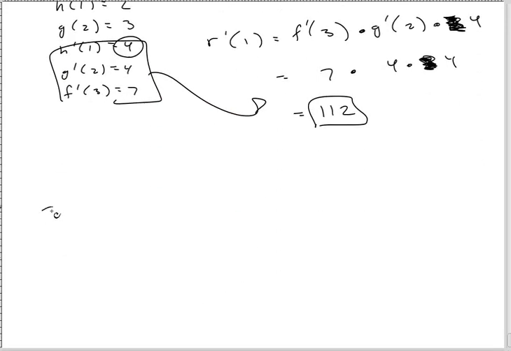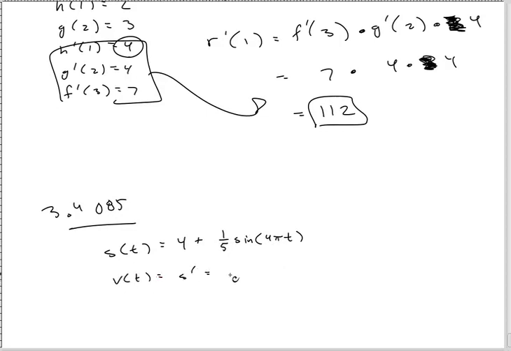All right. 34085. I've got s of t, which is typically a position function, is equal to 4 plus 1 over 5 sine of 4 pi t. And then they want the velocity, which is s prime. That would be a 0 plus 1/5. Derivative of sine is a cosine. Leave the inside alone. Derivative of cosine is going to be a negative.